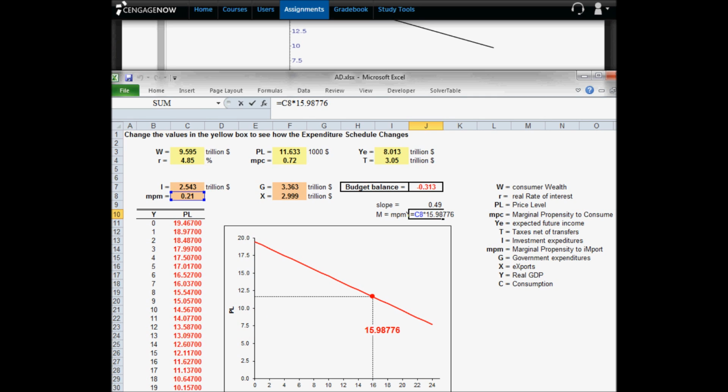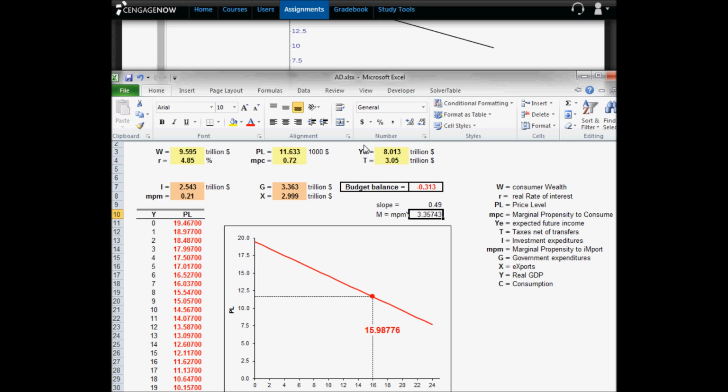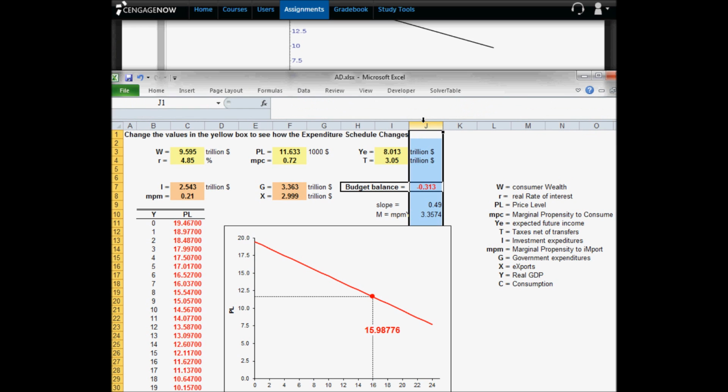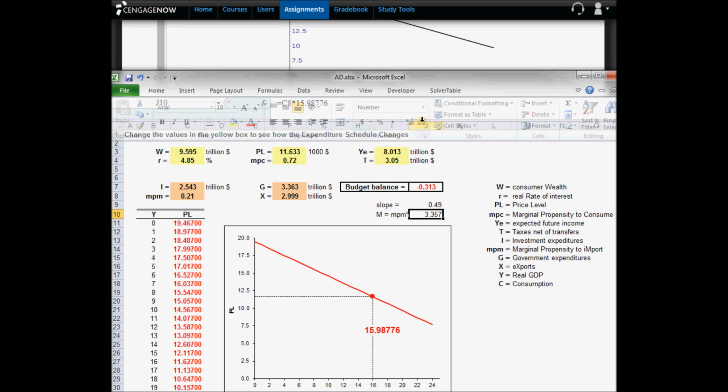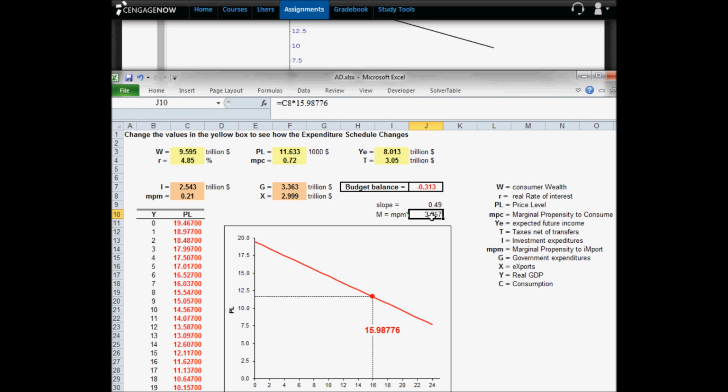So imports equals $3.35743 trillion. I'm going to shrink that down to 3 decimal places. I'm going to copy it in to Cengage now.